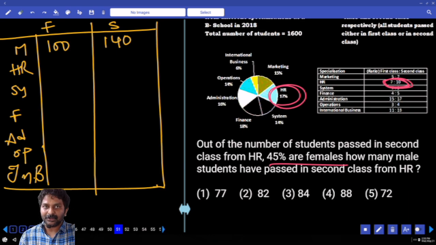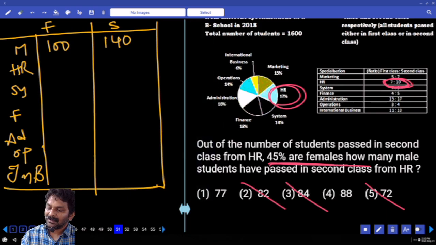So before going to simplification, if 45% are female, 55% are male. When you calculate 55% of any number, it has to be a multiple of 11. 3 options eliminated. Answer is either first or fourth, correct?